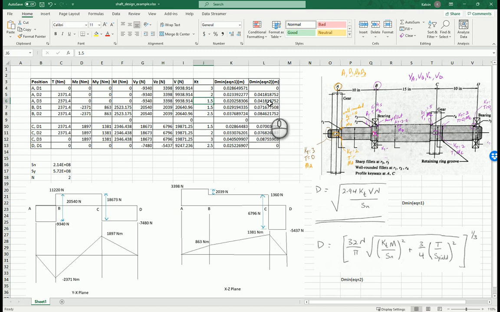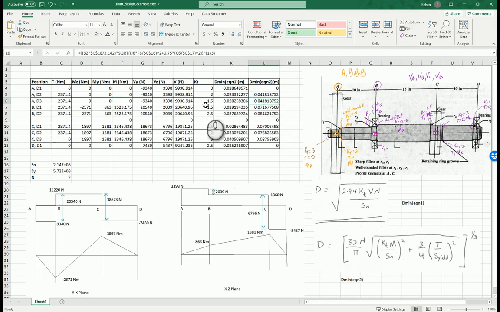You can see here that the minimum required diameter is the same. That's because even though the KT is different, KT multiplies by M, and M is 0. So this term has no effect, and then the KT has no effect.